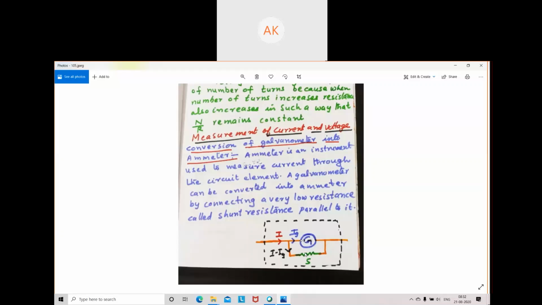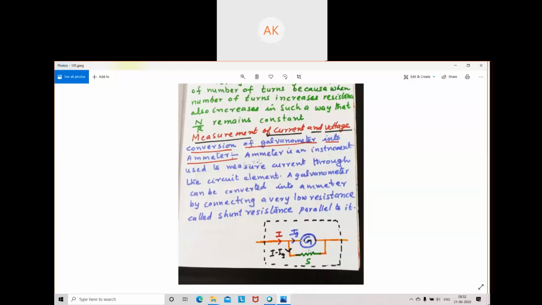Very small resistance. Now this is not a galvanometer. When we connect a shunt resistance parallel to it, it is an ammeter. Ideal ammeter is having 0 resistance. Why? Because it measures maximum current. For maximum current measurement, resistance should be least. Then only maximum current it can measure. So this ammeter is an instrument having a very small resistance.